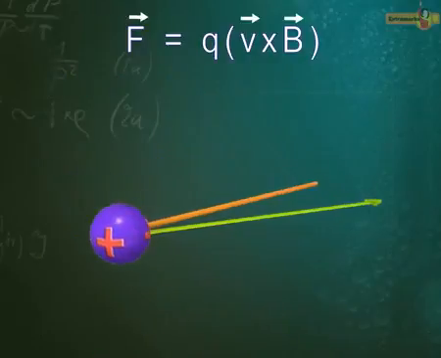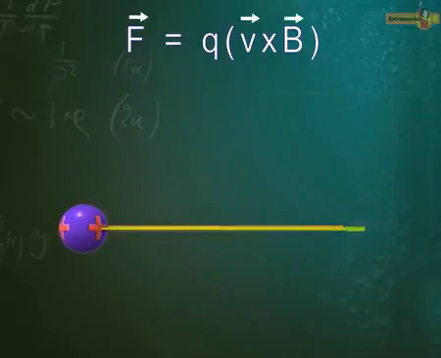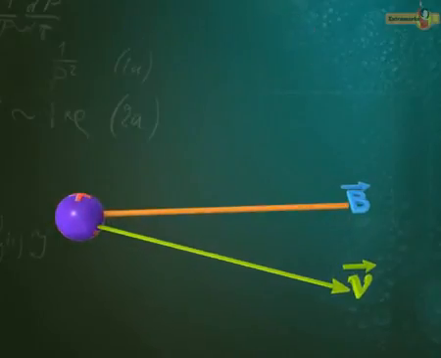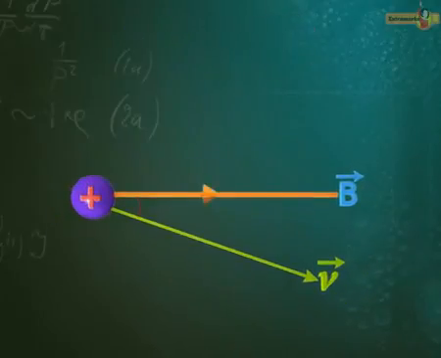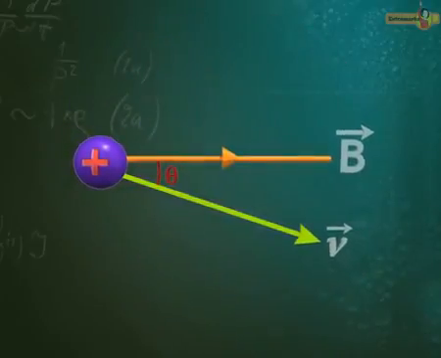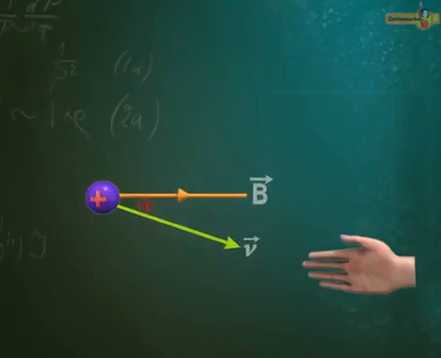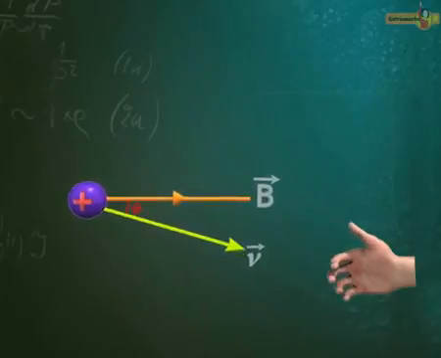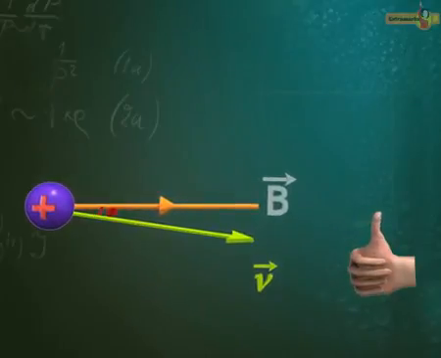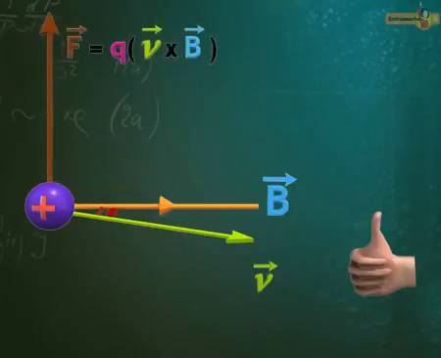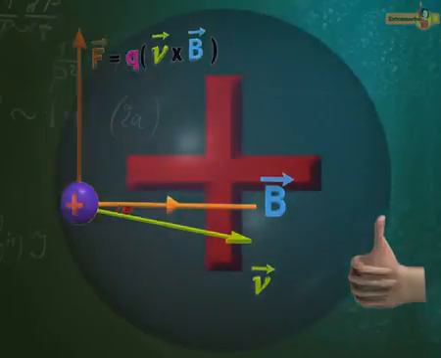This force changes the direction of motion of the charged particle. Let the angle between the velocity of the charged particle and the magnetic field be theta. The direction of force experienced by the particle is given by the right-hand rule, which states that if you curl the fingers of your right hand from V to B, then the thumb gives the direction of the force. Thus, the force is perpendicular to the plane containing V and B and acts in the upward direction.